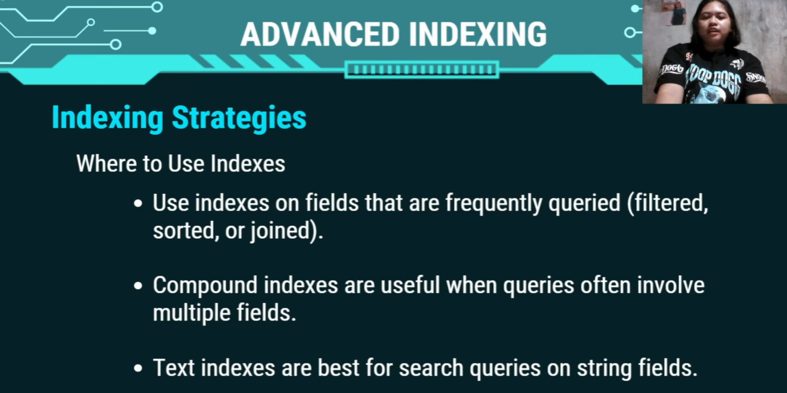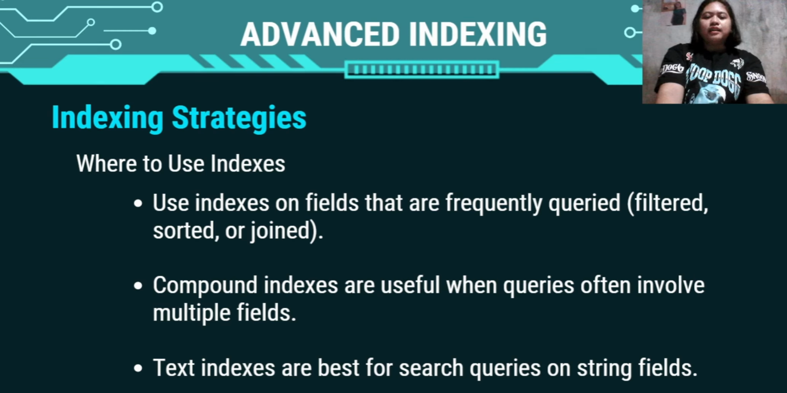Compound indexes are useful when queries often involve multiple fields. If your queries typically filter based on more than one field, a compound index can index multiple fields and improve the performance.